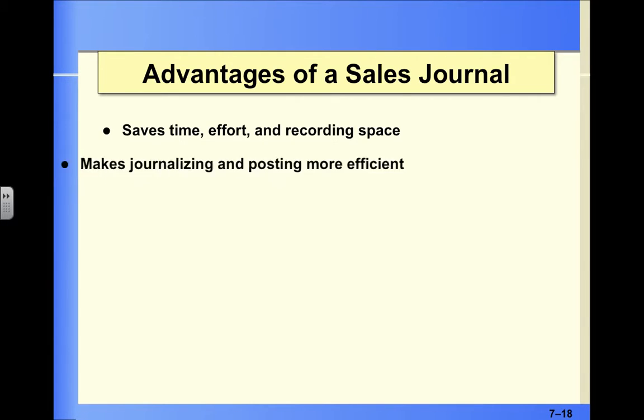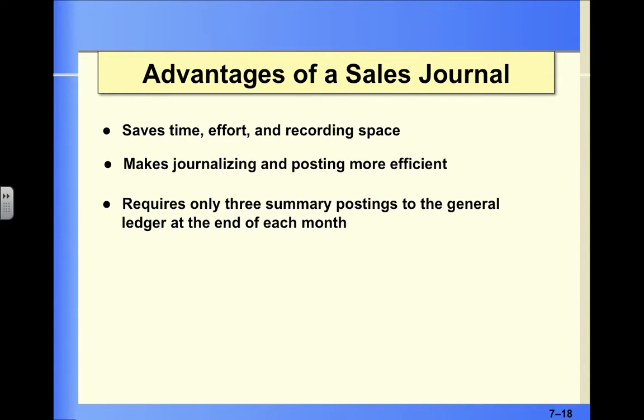What are the advantages of a sales journal? It saves time and effort in recording space. It makes journalizing and posting more efficient. It requires only 3 postings in the general ledger at the end of the month. And you can divide the work, meaning one person can do a sales journal, one can do the purchase journal, one can do the cash receipts, and one can do the cash payments. And it improves the audit trail.